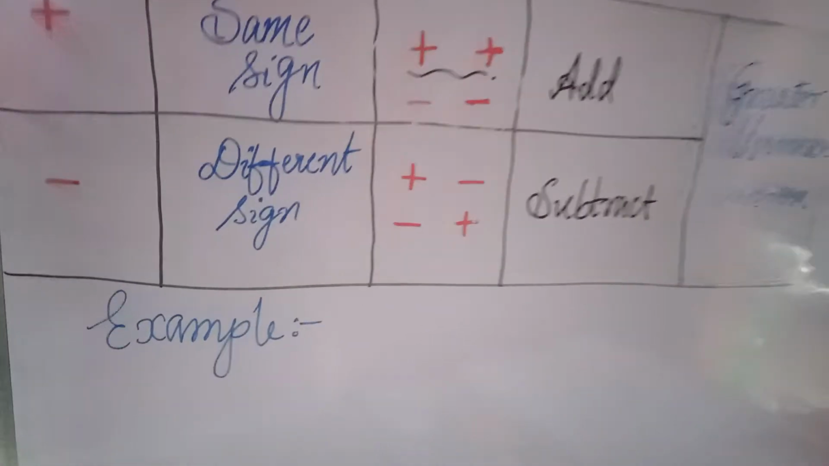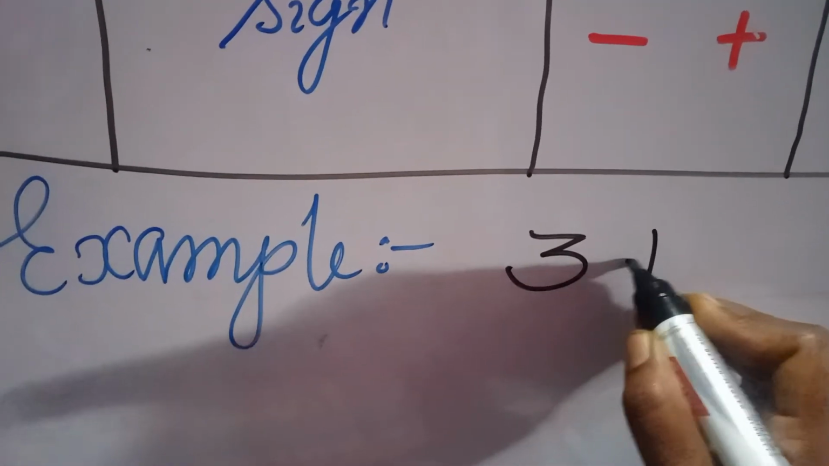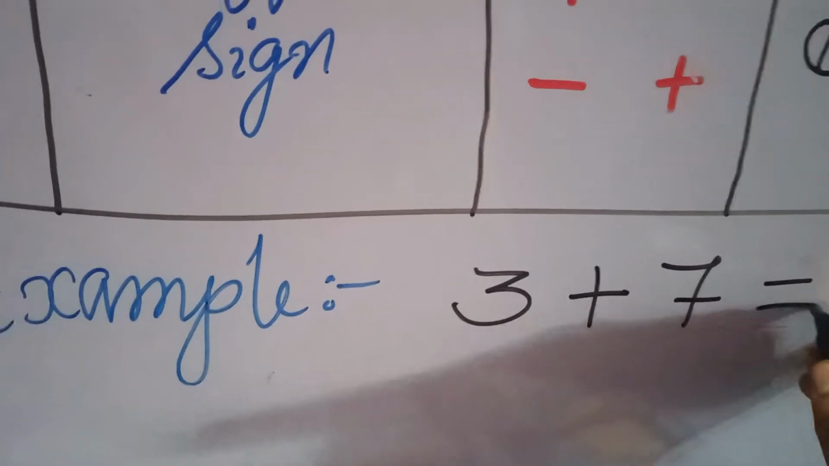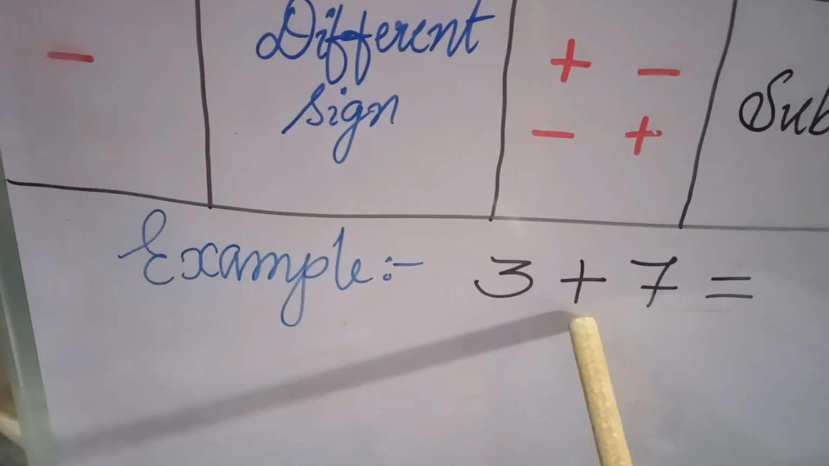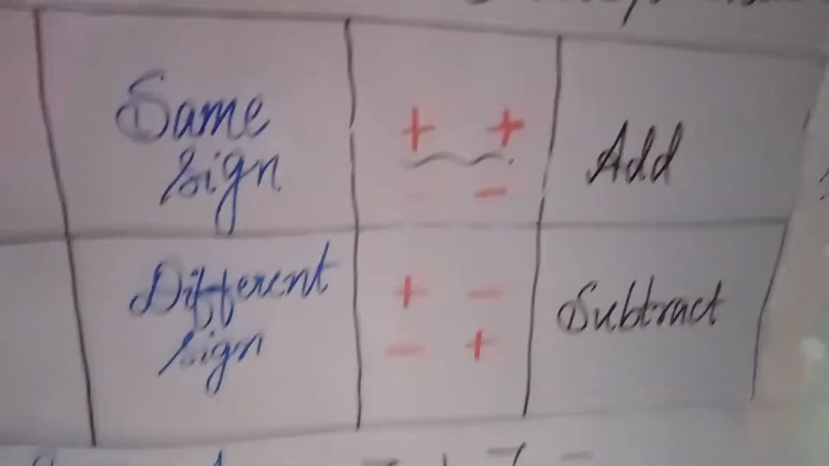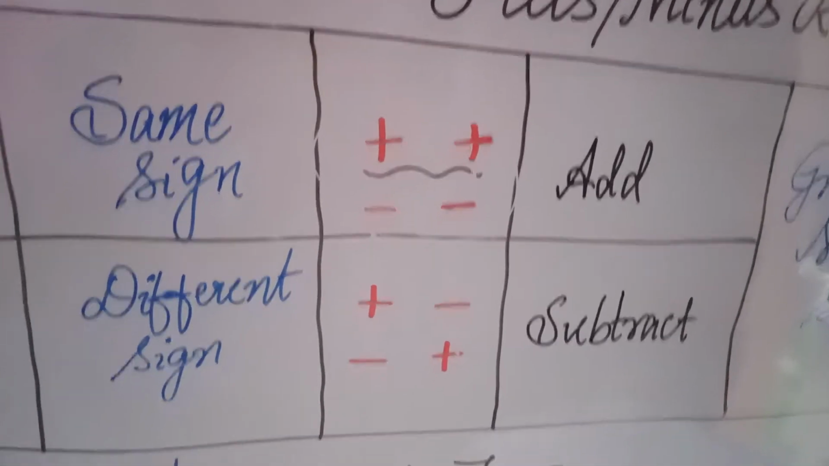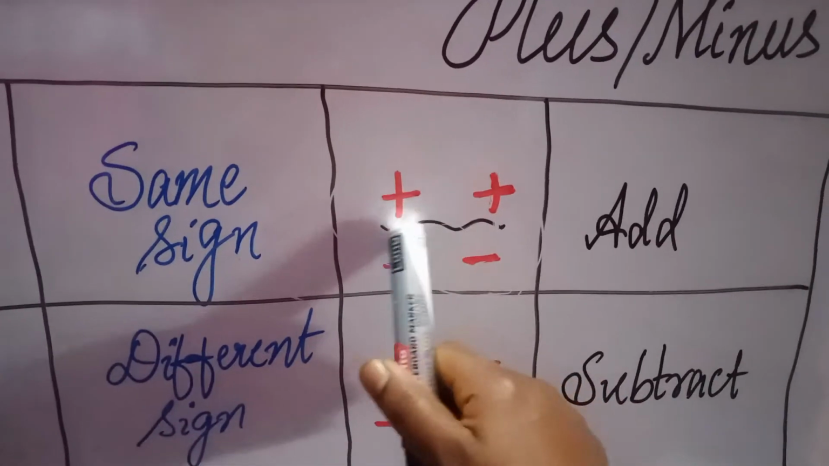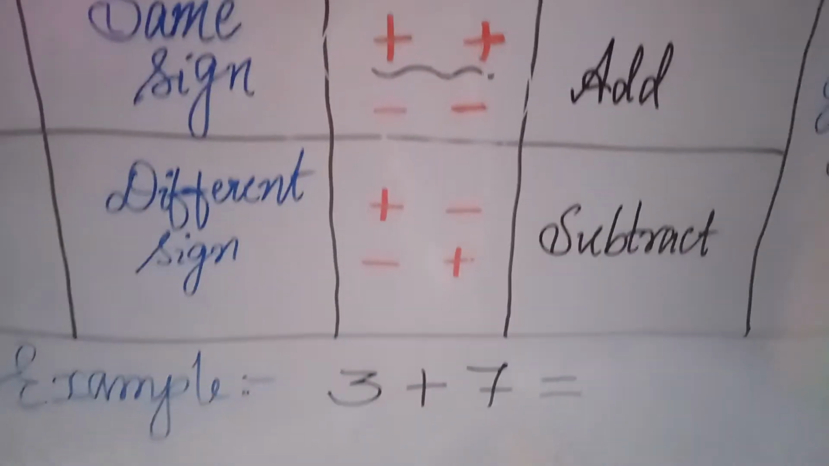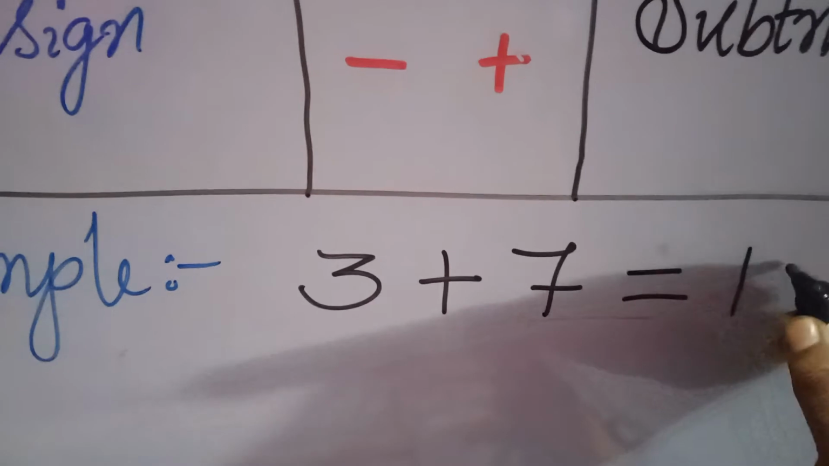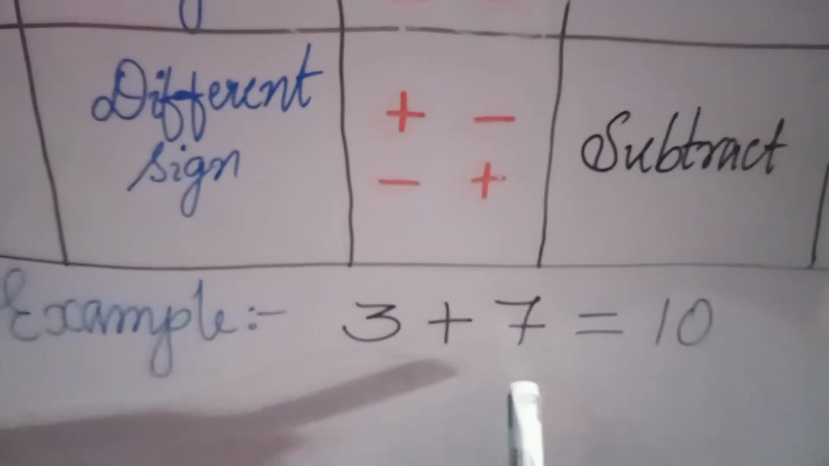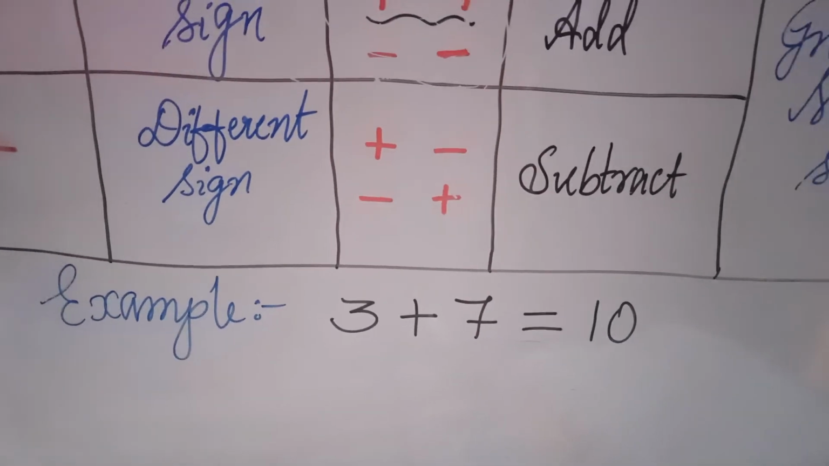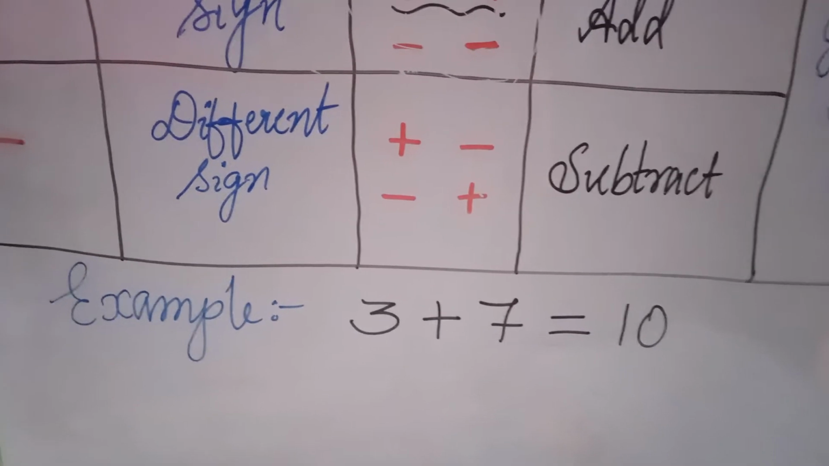Now, for example, if you have 3 plus 7. This 3 does not have any sign in front of it, and this 7 has a plus sign in front of it. That means we have to add the numbers and give the same sign. See here, when you have the same sign, you need to add. So 3 plus 7 is 10, that is plus 10. You need not give the plus sign. When you get a positive integer, you need not give the plus sign for it.